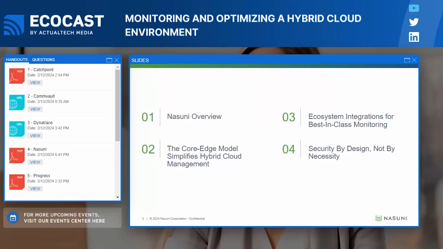You just heard a great presentation from Dynatrace. They're certainly best-in-class when it comes to monitoring as well. But I want to talk a little bit about how to think about monitoring in a broader context, and in particular, how Nasuni does that with some other technologies. And then finally, something I really want to emphasize here, which is not just for Nasuni, but when evaluating any kind of hybrid cloud product. It's about looking for something we'll call security by design, but not by necessity.